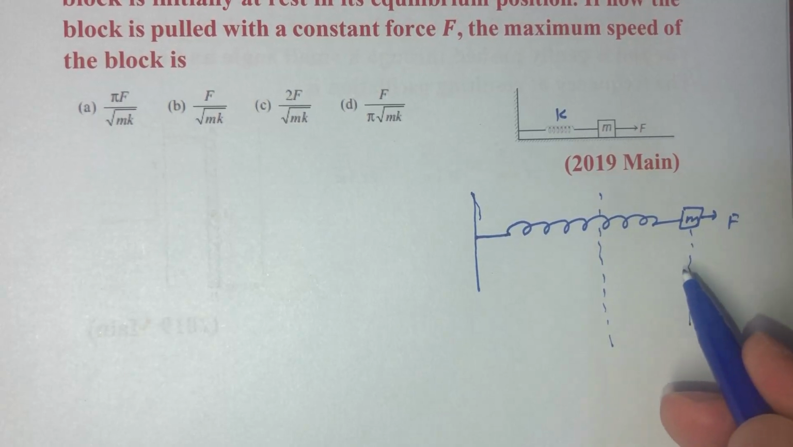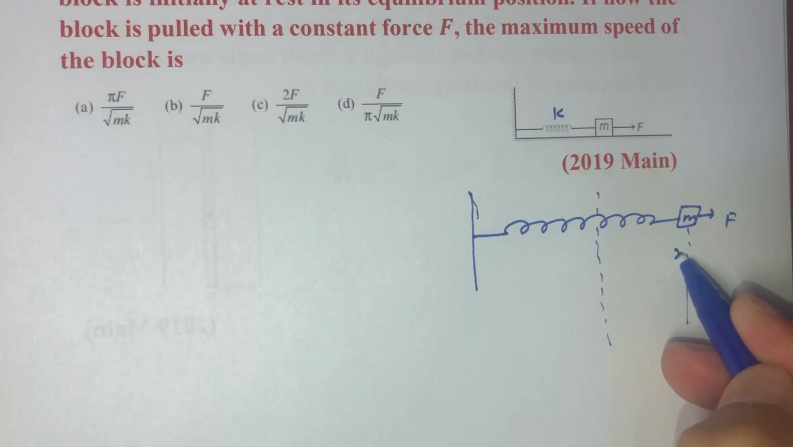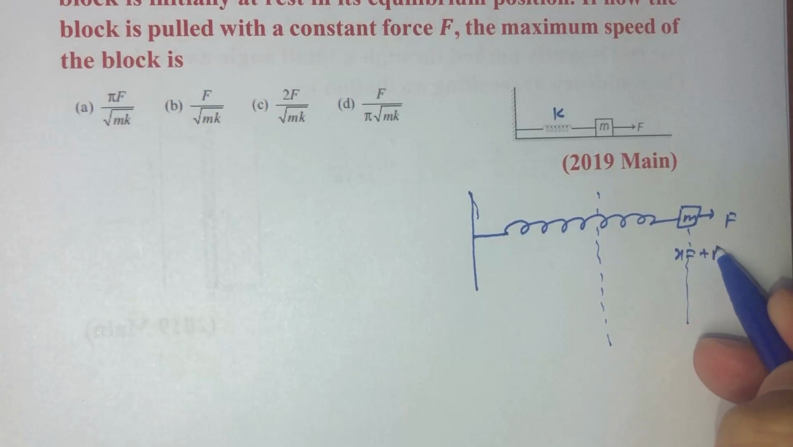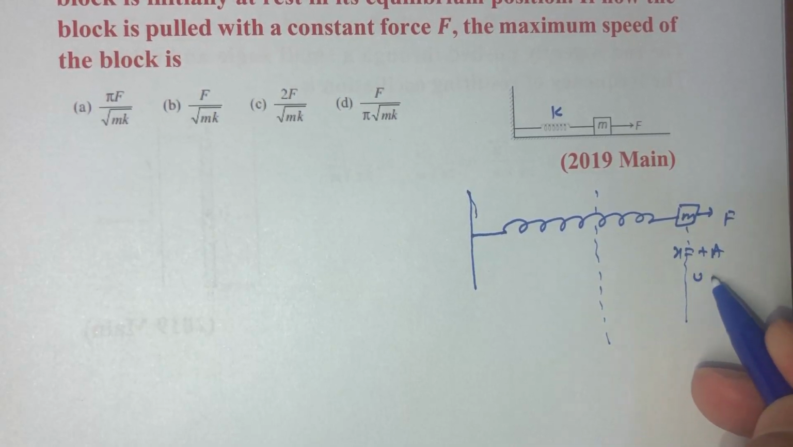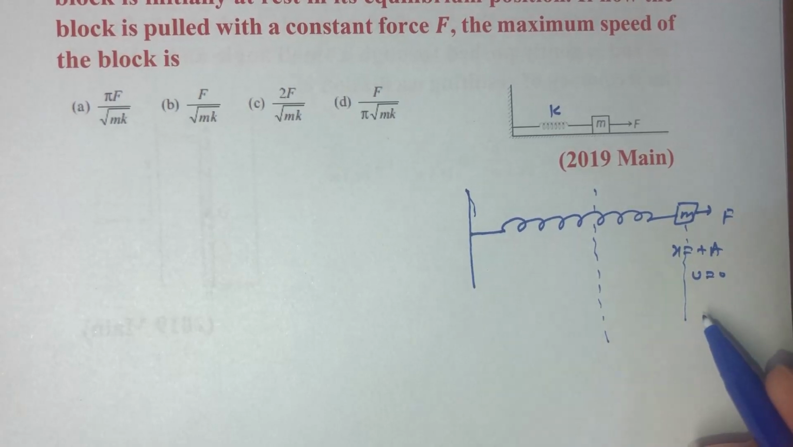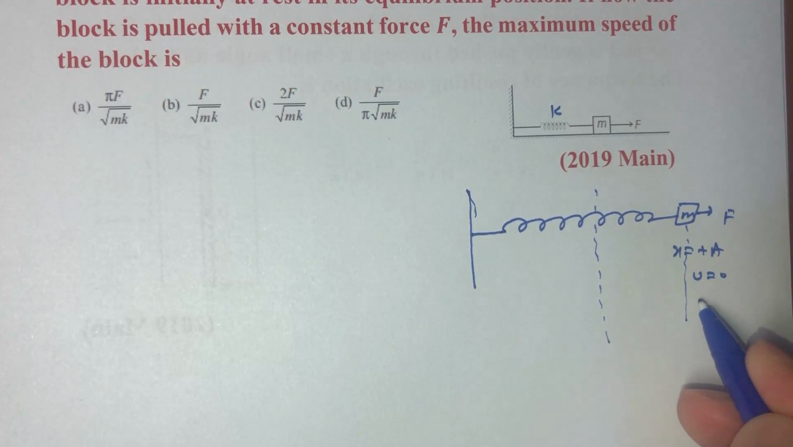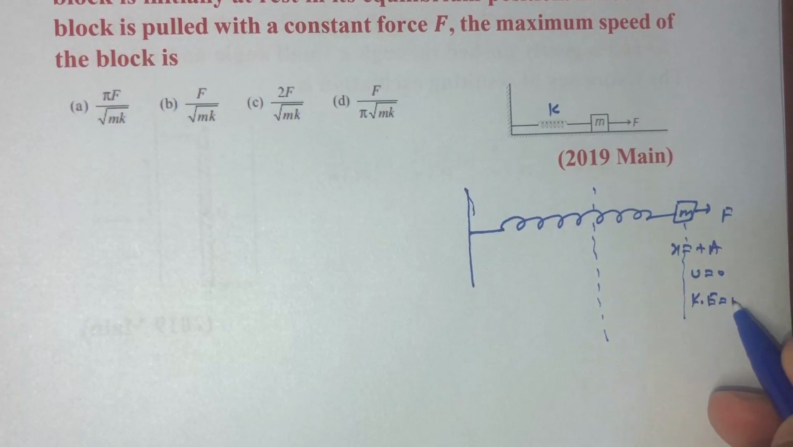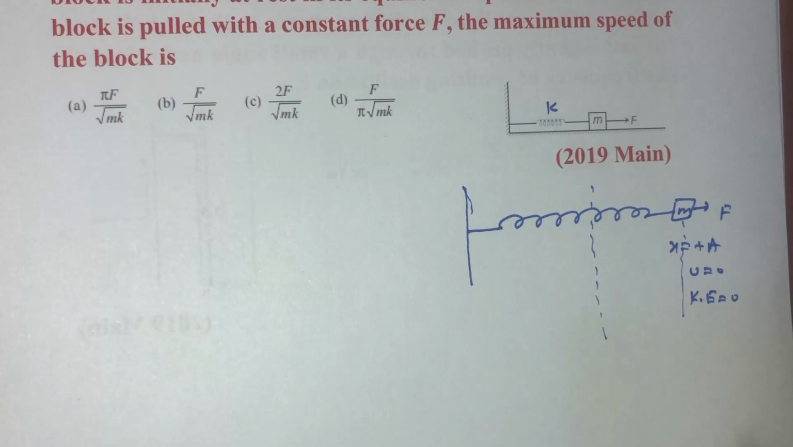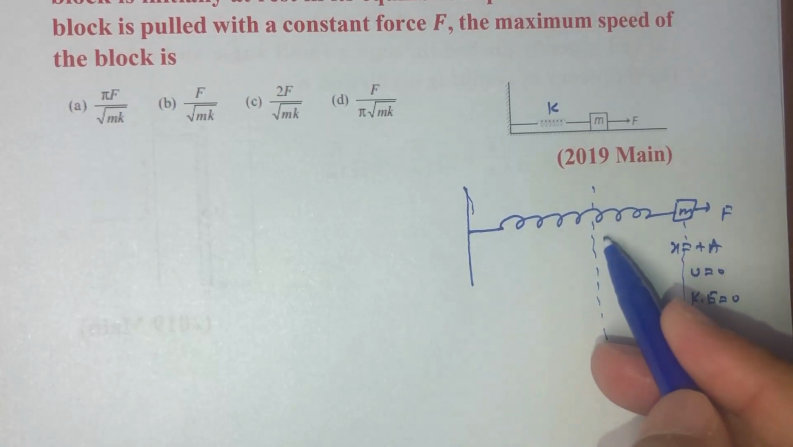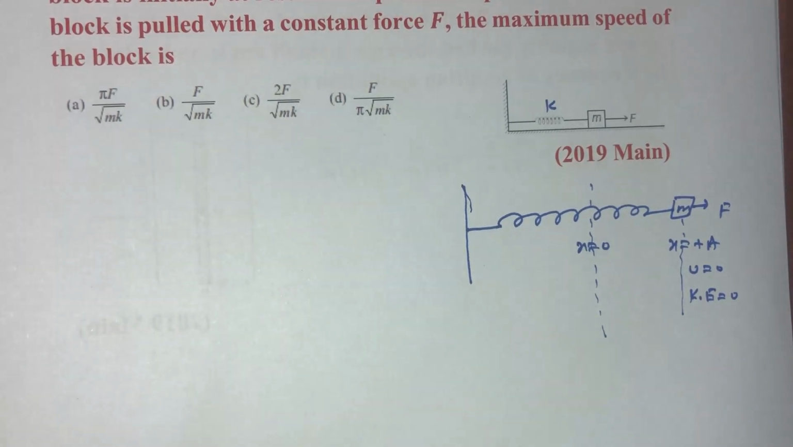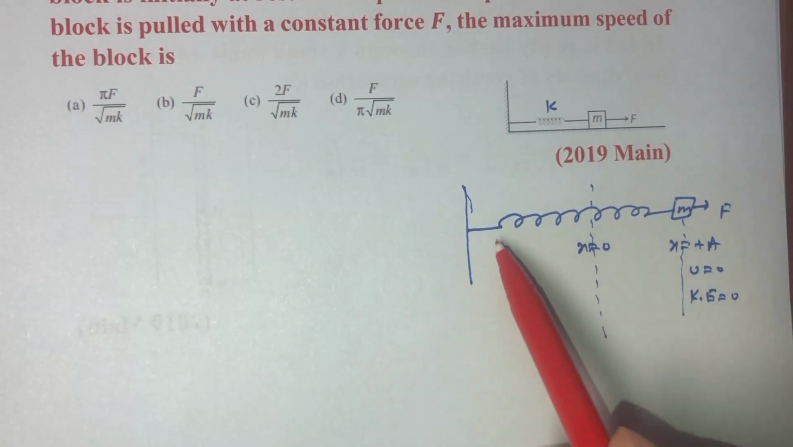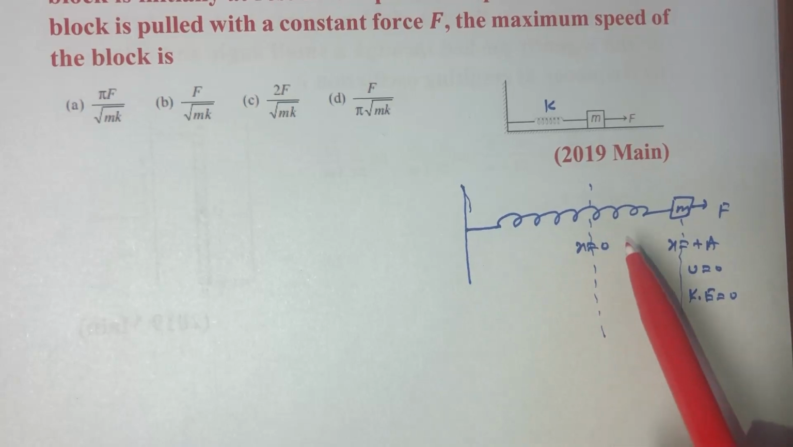At the extreme position, let us suppose the displacement is the maximum amplitude, equal to plus a, and at this point the velocity will be equal to 0. If velocity is 0, then the kinetic energy will be equal to 0. And this is the mean position, let us suppose represented as x equal to 0. At this particular moment the entire energy will be stored in the spring.